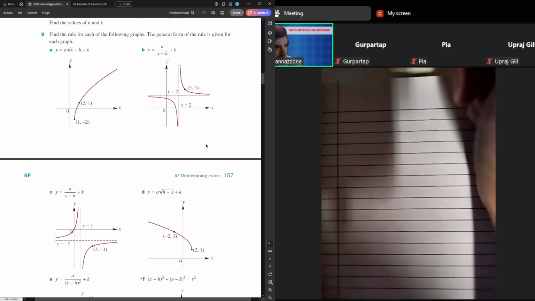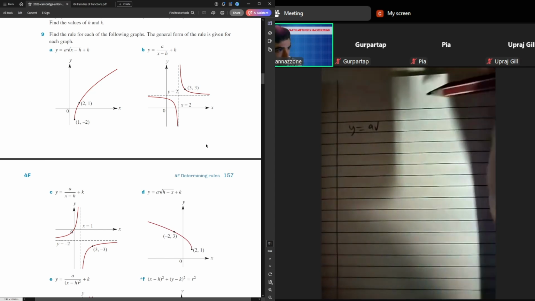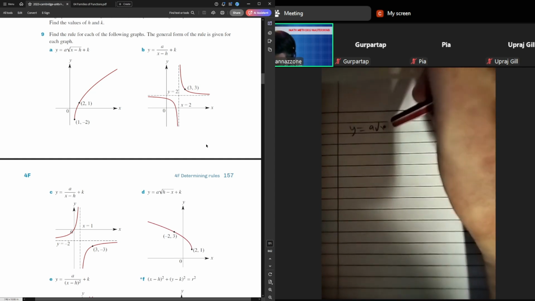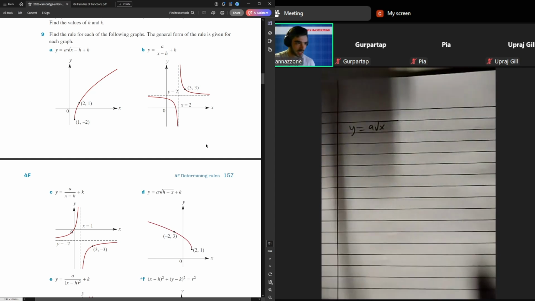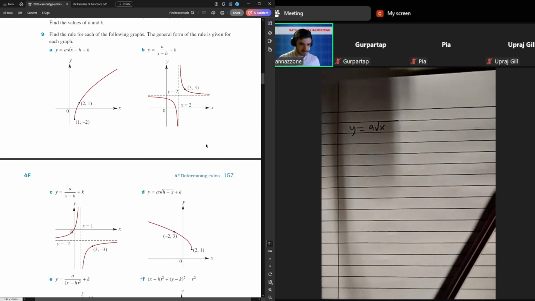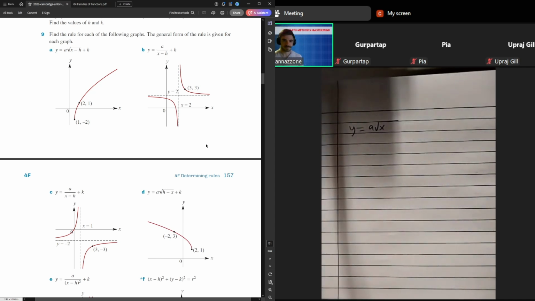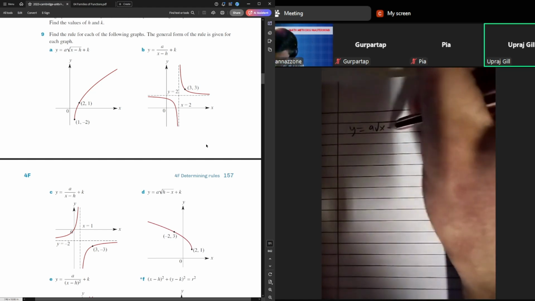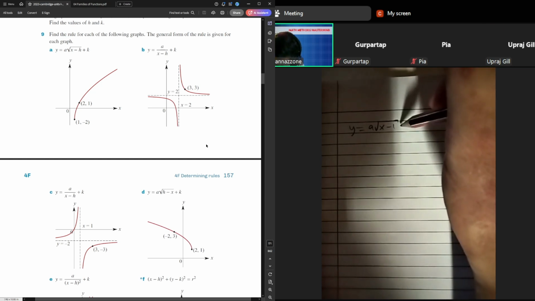Let me just write it out first. y equals a root x. Well, actually, I'll let someone finish it. So what does the function actually look like after subbing in that vertex? It was a shift right by 1 and down by 2. y is equal to a root x minus 1, minus 2. Yeah, x minus 1 and then minus 2 at the front.